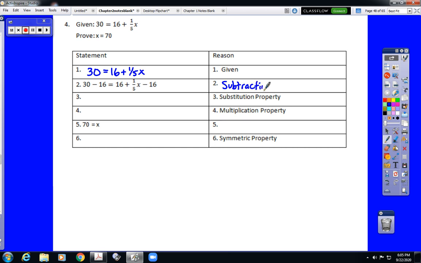So step 2 is the subtraction property, because I am removing 16 from each side of the equation in an attempt to get the x by itself. 30 minus 16 simplifies to 14, and on the right side the 16's cancel, leaving 1/5 x. This means for step 3 I am using a simplify step. I'm using substitution to simplify.